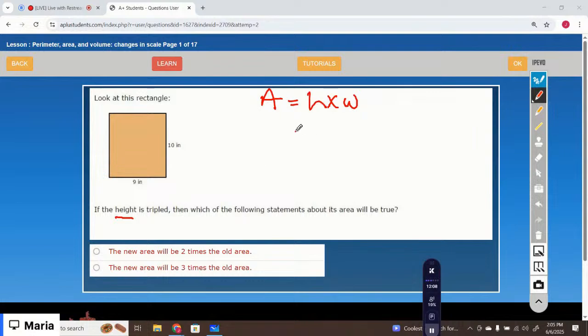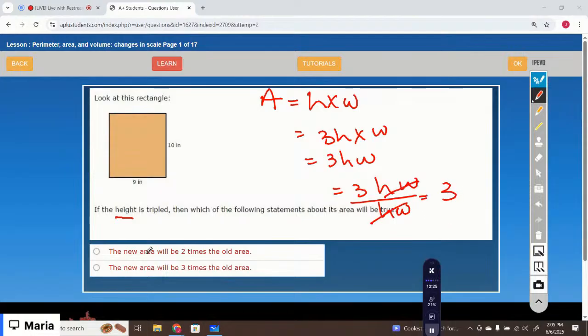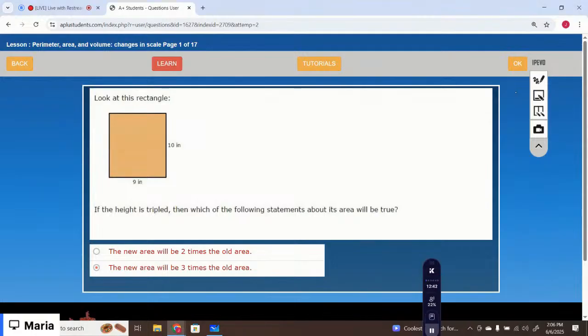So if the height is tripled, the height becomes 3h, times w. So that is 3HW. The new area is 3HW and the old one is HW. So HW cancels out, and we are left with 3. That means the new area will be 3 times the old area. The correct option is: the new area will be 3 times the old area. Option number 2 is the correct option.